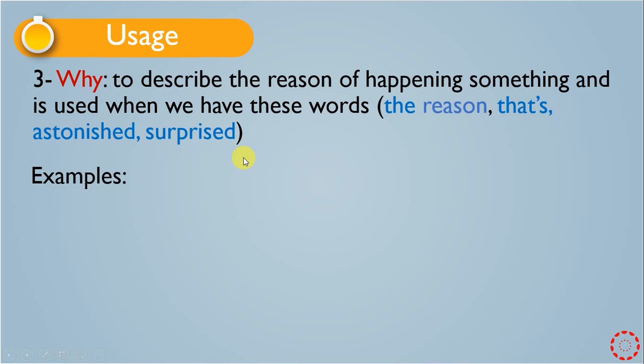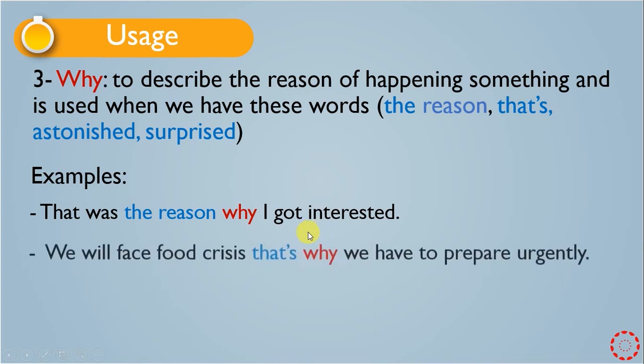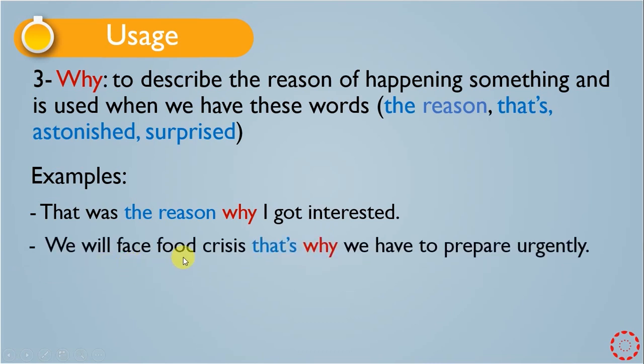Look at these examples. The first one: that was the reason why I got interested. We have the words the reason. That's why we use why in this example. I mean, the relative pronoun why is used to describe the reason for something happening. That was the reason why I got interested. We will face food crisis. That is why we have to prepare gently.